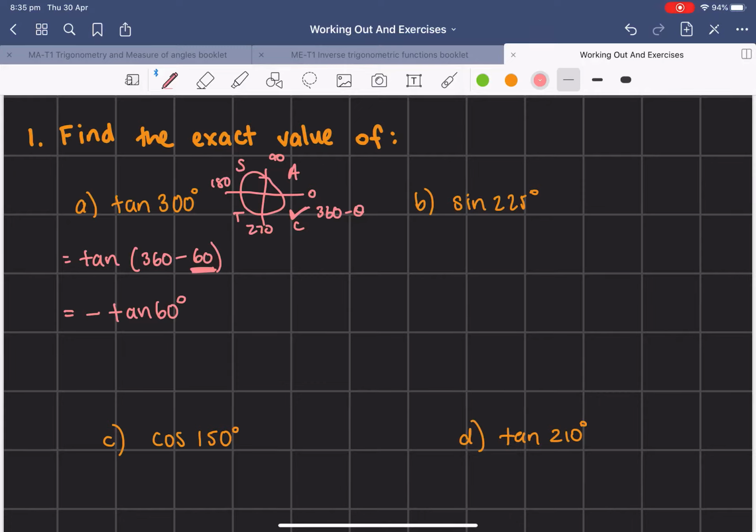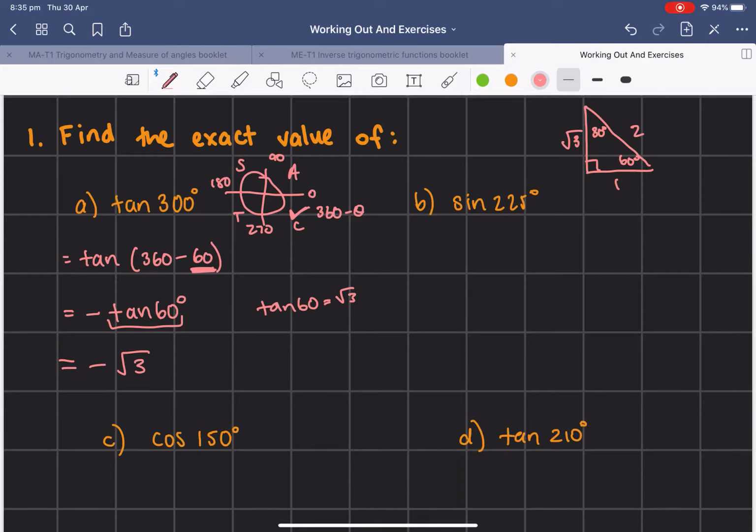I'm almost done. The last thing I need to do is, tan 60 is an exact value, so we need to use our triangles for exact values and work out what tan 60 is going to be. So opposite over adjacent, so it'll be root 3. So tan 60 is equal to root 3 on 1, or just root 3. So negative tan 60 will be negative root 3.